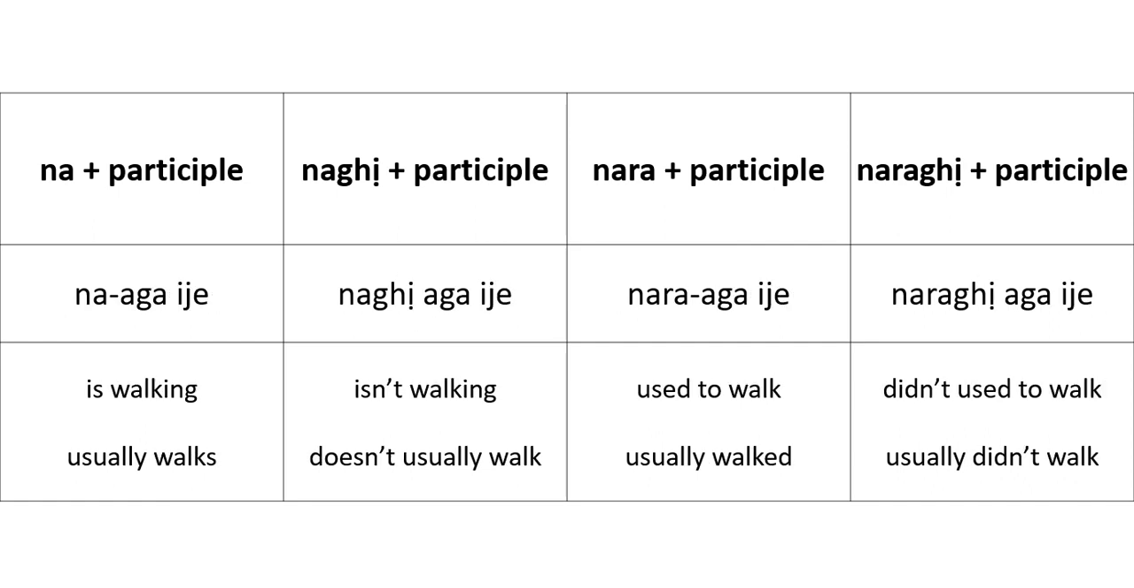Na-aga ije is walking, usually walks. Naghị aga ije isn't walking, doesn't usually walk. Nara aga ije used to walk, usually walked. Naraghị aga ije didn't used to walk, usually didn't walk. Na-aga ije, naghị aga ije, nara aga ije, naraghị aga ije.